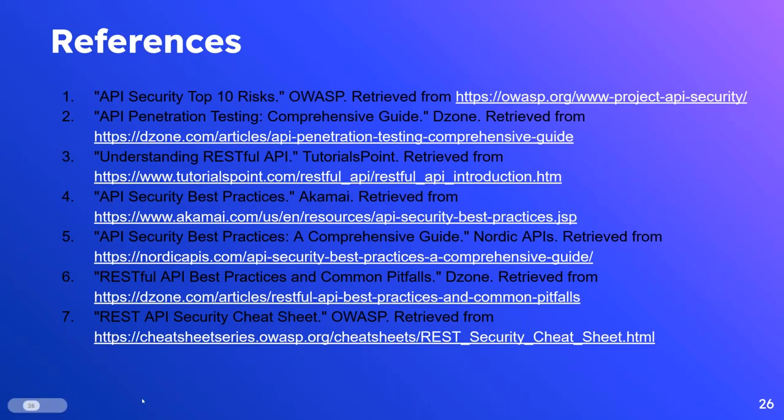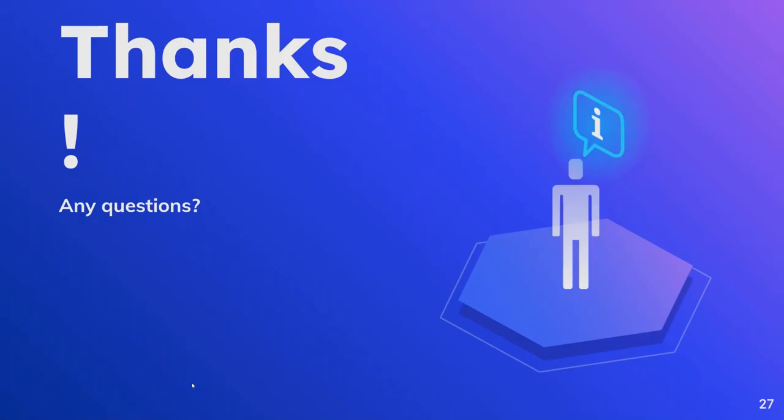So in conclusion, APIs are powerful tools that enable seamless integration, enhance functionality, and drive innovation. However, ensuring the security of APIs is paramount to protect sensitive data, maintain system integrity, and build trust. By embracing API security best practices and staying proactive in addressing security risks, one can leverage the full potential of APIs while safeguarding their systems and users.